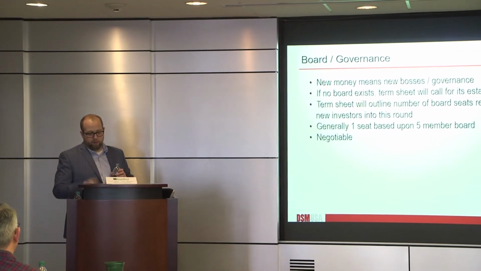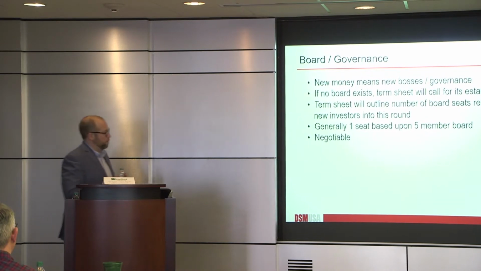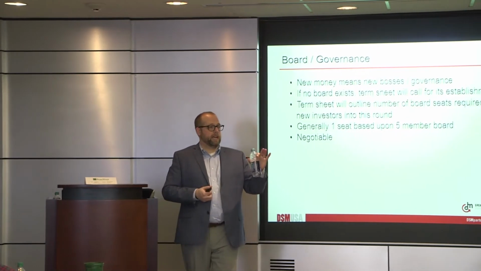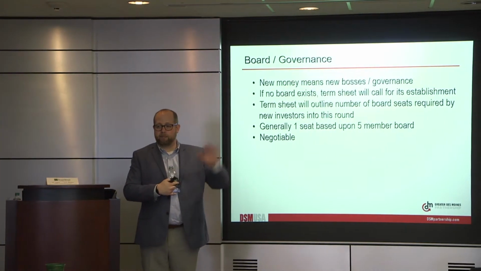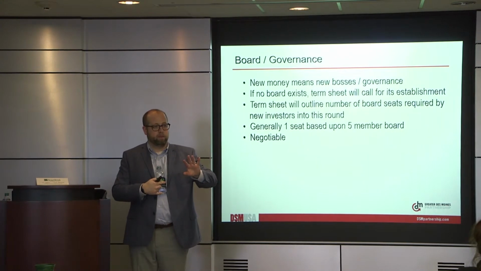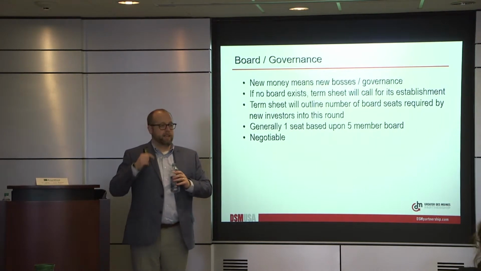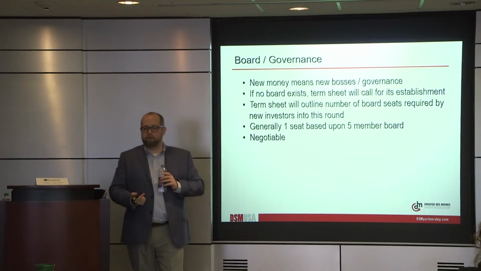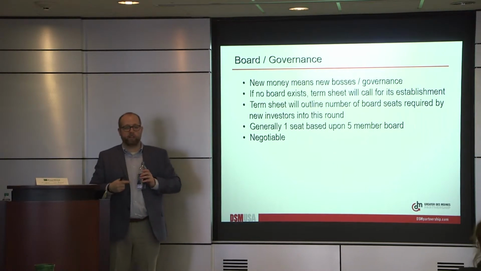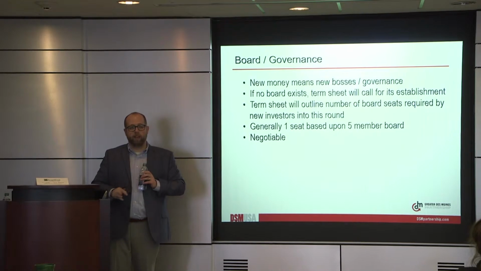Like I said, generally one board seat of a 5-member board is negotiable. Keep in mind that the investor protects themselves by the rights they give themselves in the term sheet, not by the person they put on the board. The person on the board is there to keep a pulse on the company and make sure that they make good decisions.